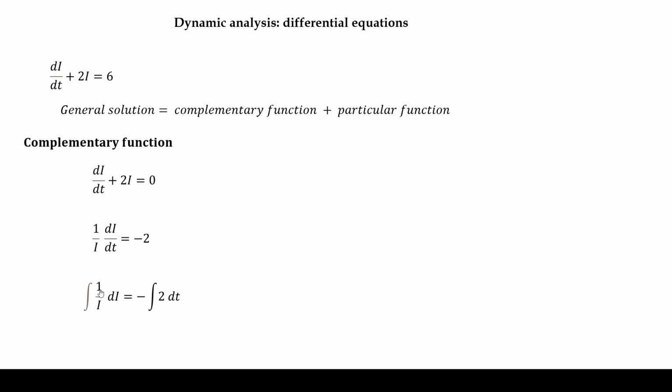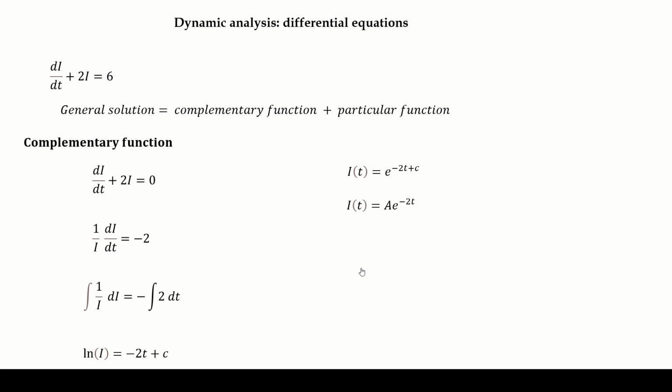And as we know, the integral of 1 over I would be log of I, and in this case it would be multiplied by t. So we will have the integral solution as this. The next step would be to apply the exponent on both sides, and we will reach this step.